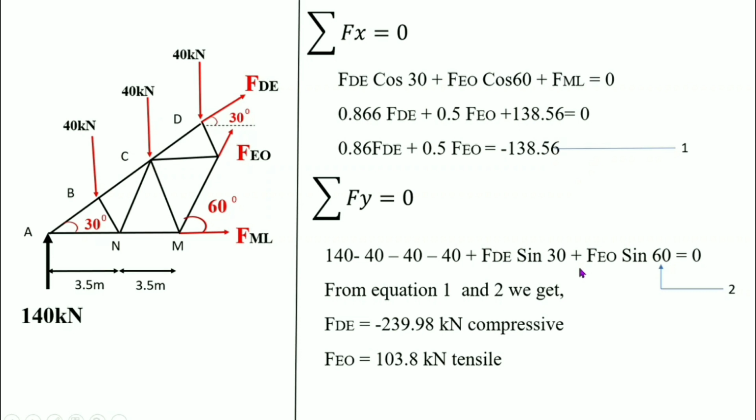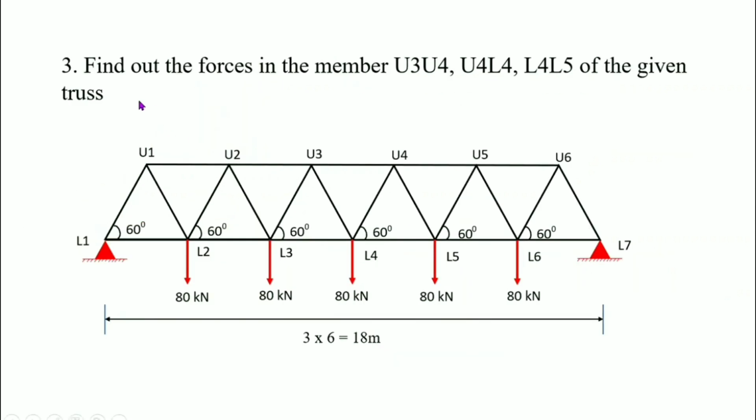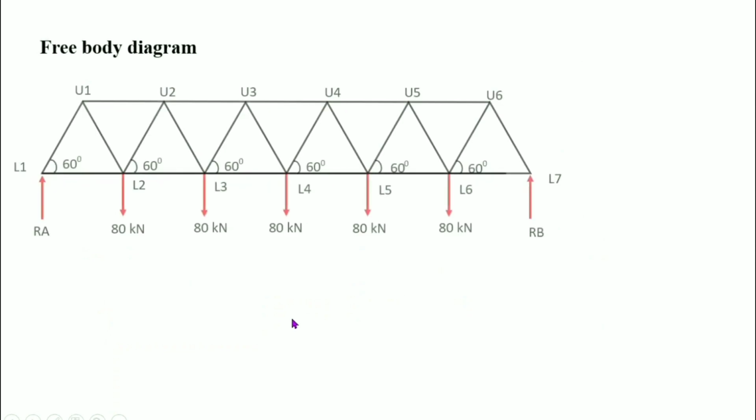Next, we want to do our last problem. Find out the forces in the members U3U4, U4L4, L4L5 of the given truss. This is our truss. This is a larger truss, but we can analyze it simply by the method of sections. First, we want to draw the free body diagram. This is the free body diagram. We eliminate the hinge support and introduce RA and RB support reactions.